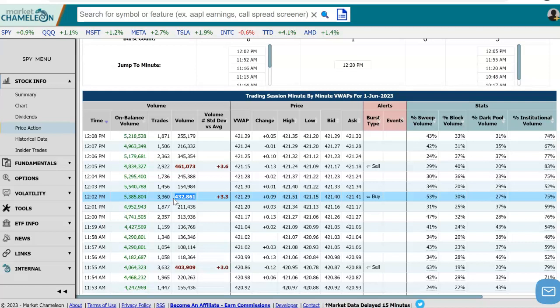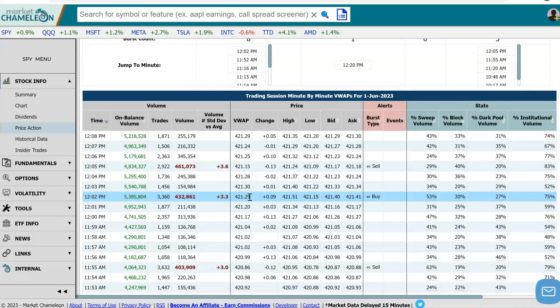And then if any volume hits more than 2.7 standard deviations away from the average, we tag that as a volume burst. So in this particular instance, you could see there were 432,861 shares traded in this minute, 12:02, and that is 3.3 standard deviations above the average of what it typically trades during this time of day.